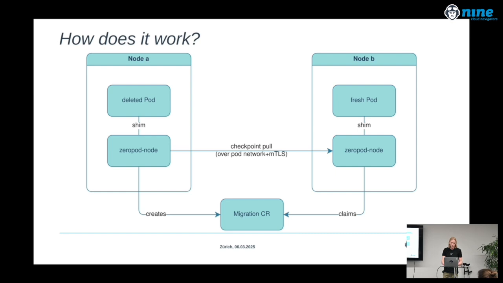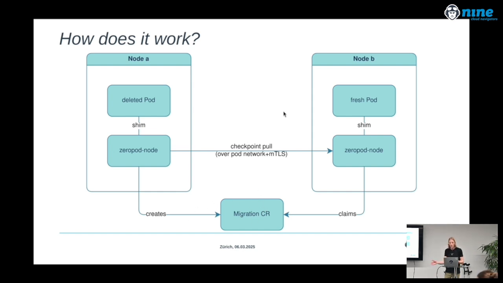Here's a little diagram. How does this work? So we have the node A. Here is where we demonstrated the old pod. We deleted that pod by draining. You can also just delete the pod. What will happen then is the shim, which is ZeroPod in this case, will talk to another component of it, the node component that's present on every node. This node component then will know, okay, you want to evacuate this node. So it will create that migration object that you've seen.